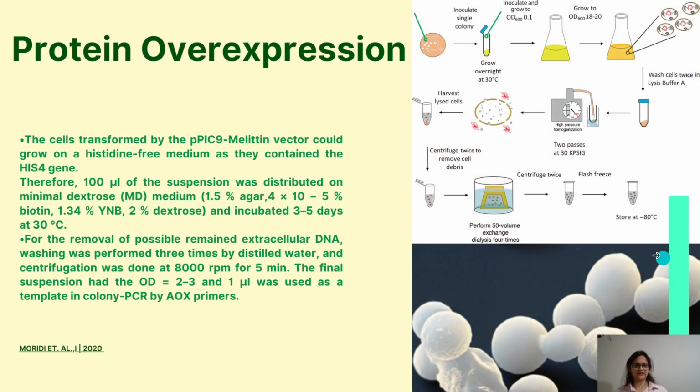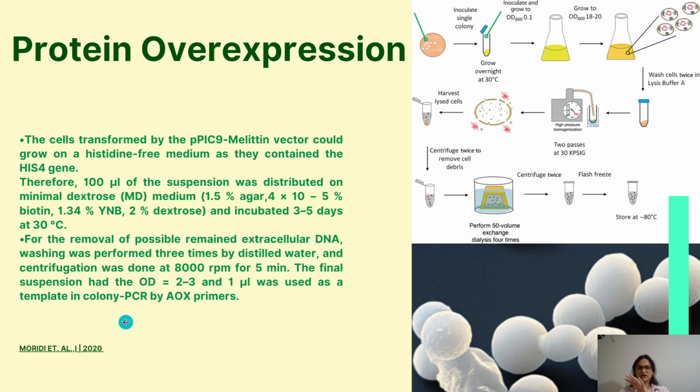So for the protein overexpression, these cells can be transformed on a histidine-free medium as well, as they contain the HIS gene already. So the 100 ml of the suspension was distributed on a minimal dextrose medium using these following chemicals and incubated for 3 to 5 days at 30 degrees Celsius.